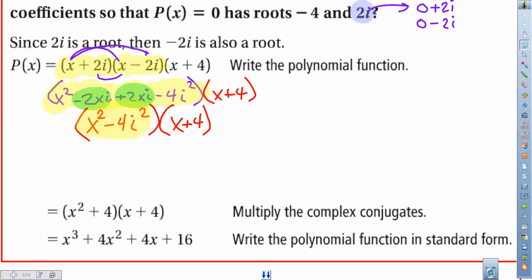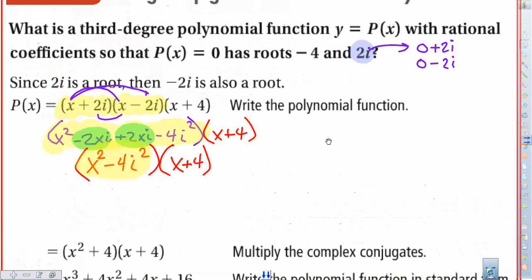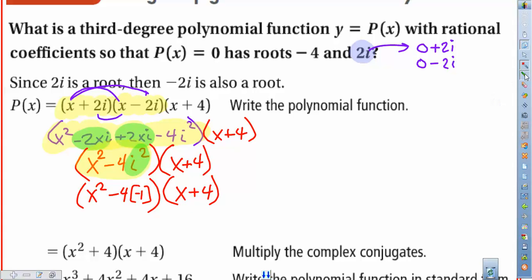Now, remember this down here? That i squared is equal to negative 1. We can do a replacement here. If i squared is negative 1, then really what this is saying is x squared minus 4 times a negative 1, close parenthesis, times that x plus 4. And if I have that, aren't I really taking a negative 4 and multiplying it by a negative 1, which ultimately changes that to a plus 4 right there?